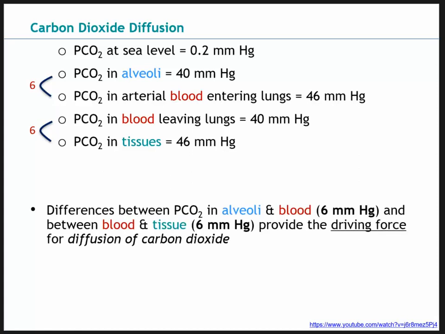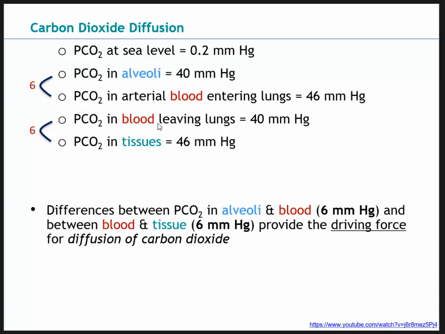So here's our summary statement. The difference between PCO2 in the alveoli and the blood is 6, and the difference between the blood and the tissue is also 6 millimeters of mercury, providing that driving force for diffusion of carbon dioxide. So just to kind of summarize here, this arterial blood is blood returning from the body's tissues entering the lungs. That driving force is 6 millimeters of mercury. So carbon dioxide in the arterial blood is trying to get into the alveoli to be exhaled out.